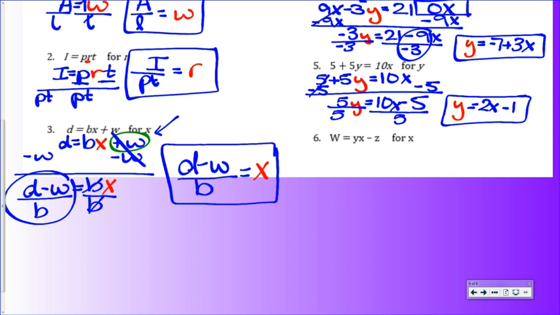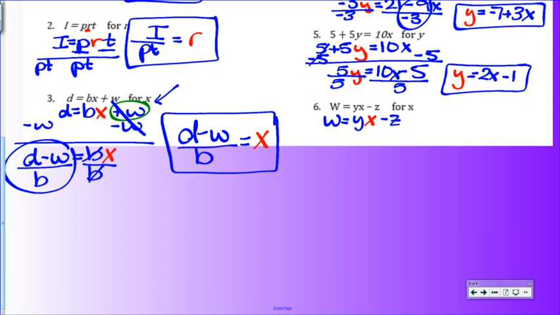Okay, and then lastly we have number 6, and we are solving for x. So w equals y times x minus z. So the process for number 6 is going to match the processes for 3, 4, and 5, except now we have no numbers. So we're solving for x. The first thing I need to get rid of is this minus z. So I'm going to add z to both sides. So those cancel. Z and w are not like terms, so it's just going to turn into z plus w. It's plus w because this w is positive.